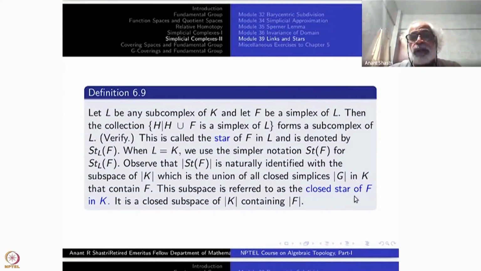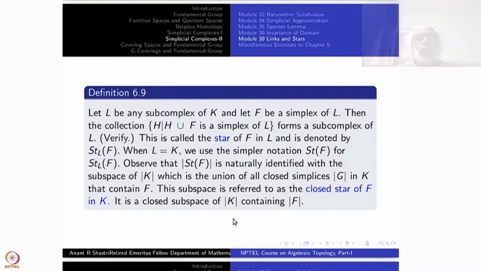Okay, it's called closed star of F. In K, it is the closed subspace of mod K containing mod F. It's quite large, of course, not a smaller one. The mod F itself is closed, but this will be another large closed subset. It's called closed star of F. There will be an open star also. We will define that soon.